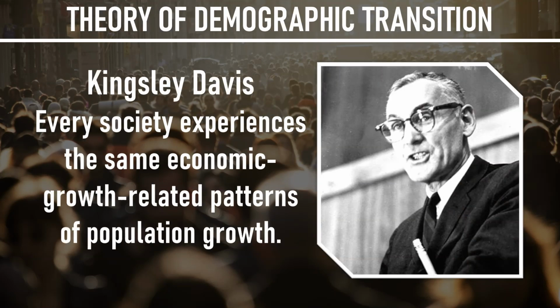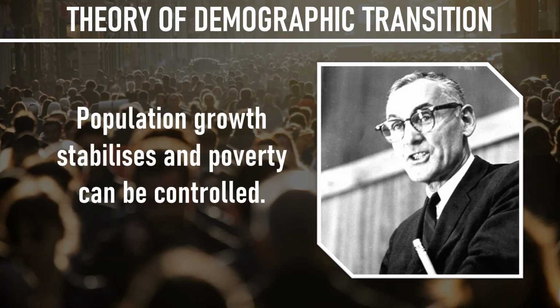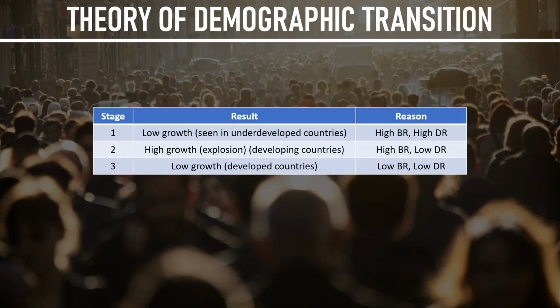The next theory was the theory of demographic transition, which was given by Kingsley Davis, which stated that in contrast to the Malthusian theory of population growth, this theory stated that every society experiences the same economic growth related patterns of population growth, and at one point the population growth stabilizes and poverty can be controlled. So unlike the Malthus theory, population would not be growing forever. It would only grow for a temporary period, and after that it would continue to fall. So therefore population growth was not a major concern.